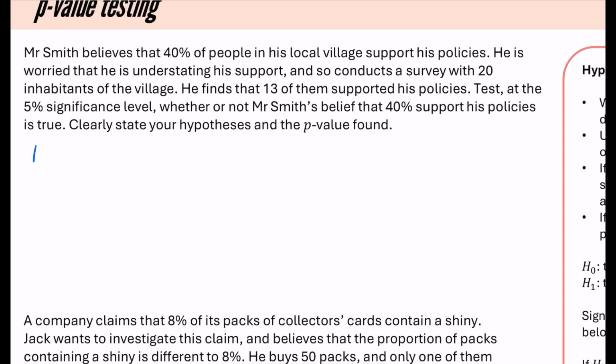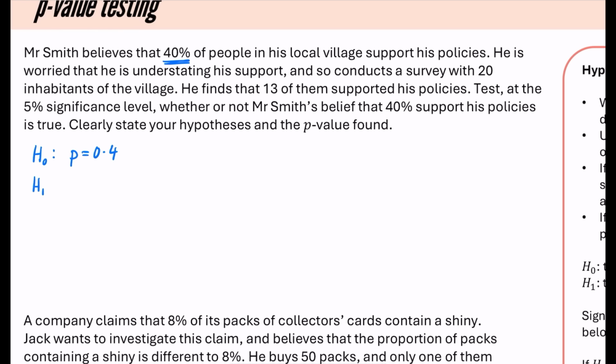So we always have to write the hypotheses out. So we write H0 and we must do a colon. If you do equals, you will not get that mark. So this is the thing that we're just going to assume to be true. And it's this probability that 40% of the people support him. So we're assuming that 40% of the people support him.